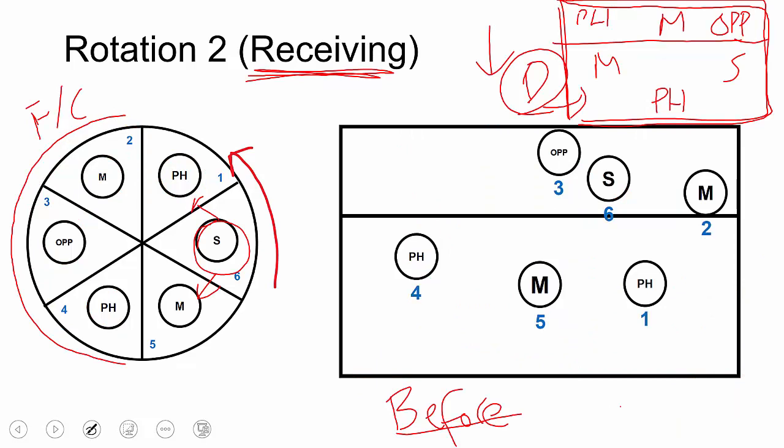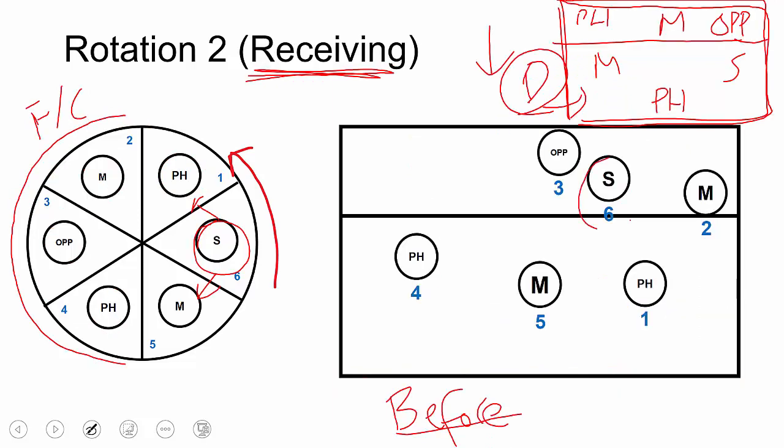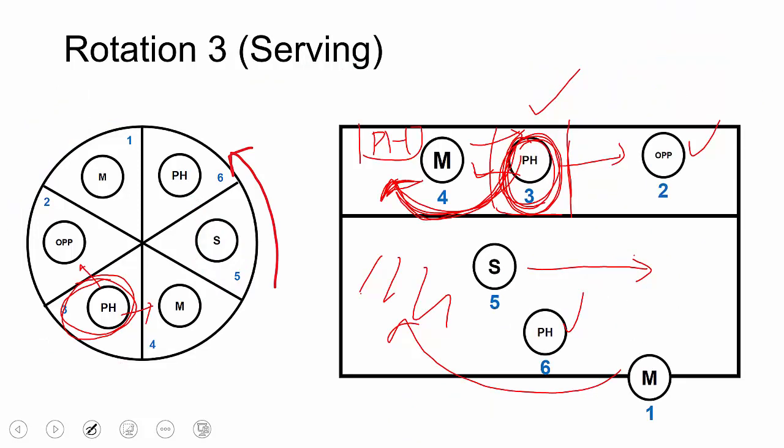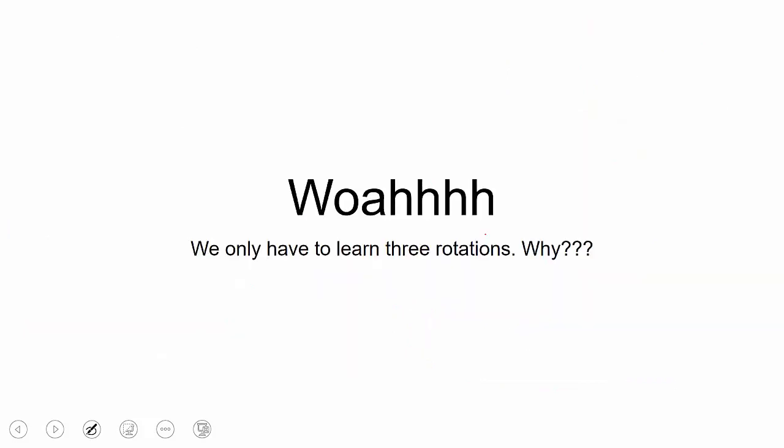We see the setter here is still in between the middle and the pass hitter. Same thing, setter is in between the middle and the pass hitter before the serve. That's what we want. And we see the setter in position 5 here. So that's all good, right? So we only have to learn 3 rotations.